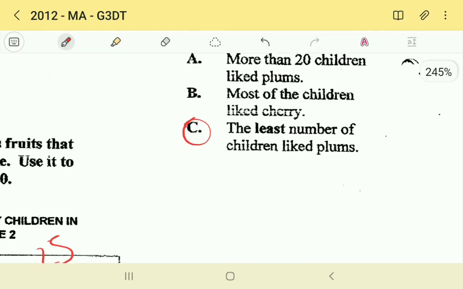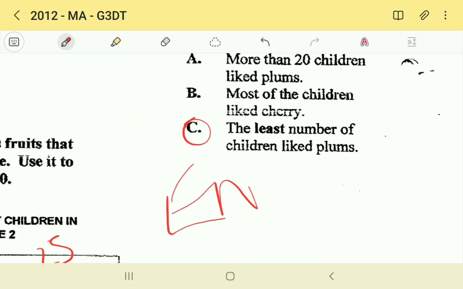Alright, so with this we have come to the end of the 2012 Grade 3 Diagnostic Math Test.